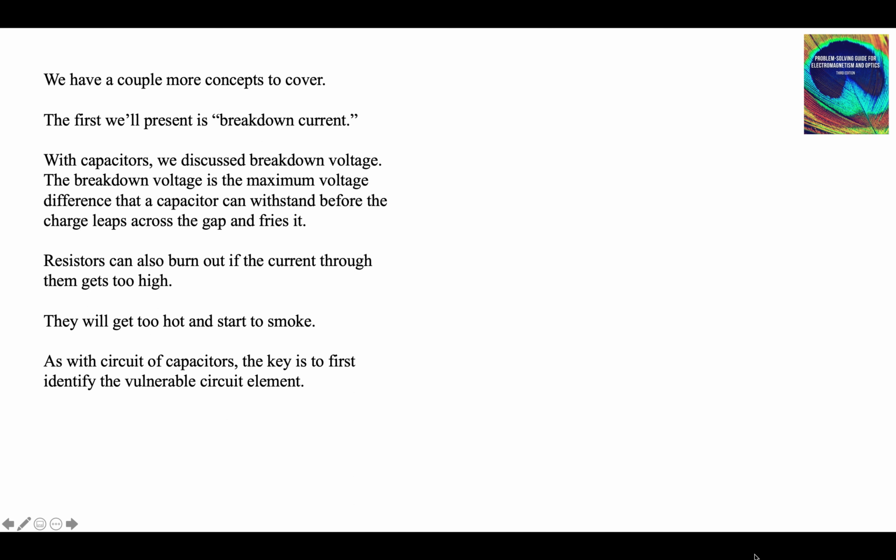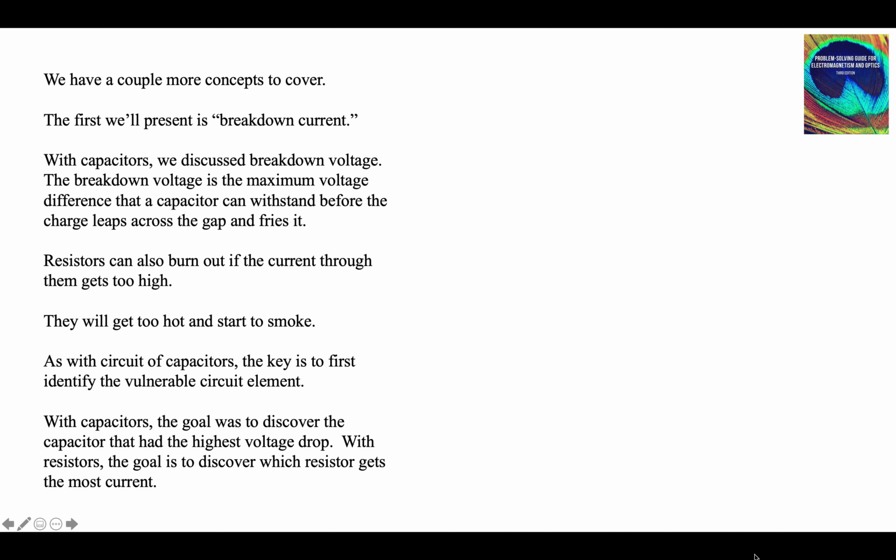The key, when you look at a circuit and figure out what the breakdown current is, look at the vulnerable element. Identify which one's going to blow out first. With capacitors, you said which one has the highest voltage drop. That's the one that's going to go. With resistors, it's the one that gets the most current.